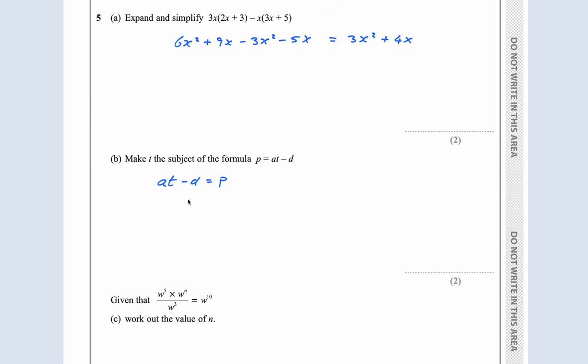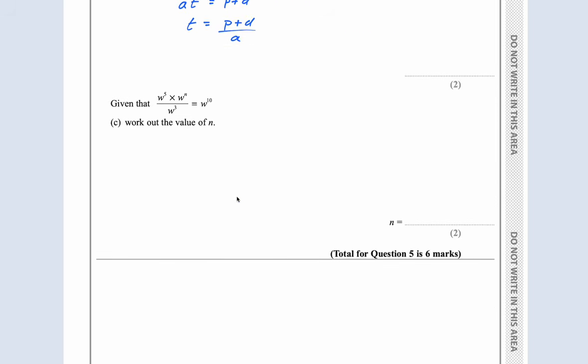So I'm going to add d to both sides. At equals p plus d. That gets rid of that d. And then I'm going to divide by t. So t is equal to p plus d over a. And that's it. Part C.